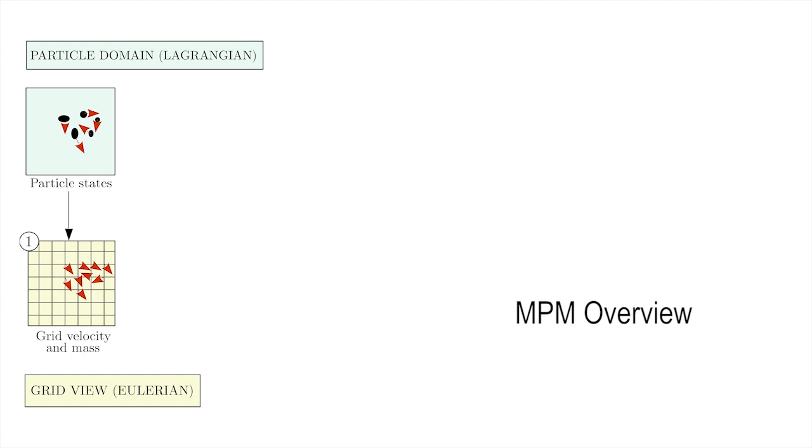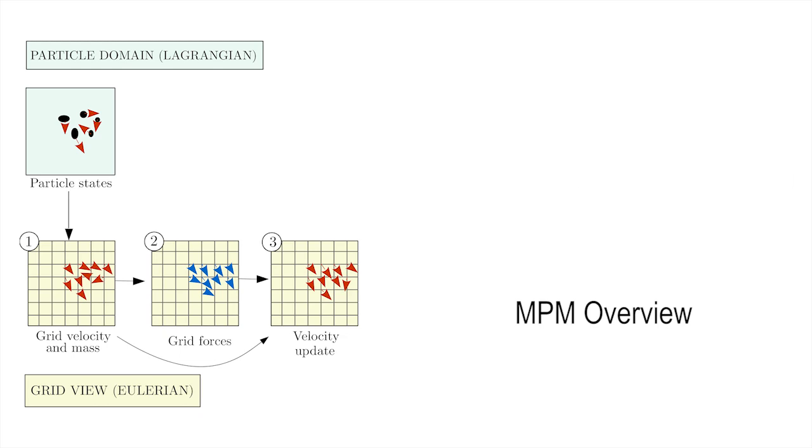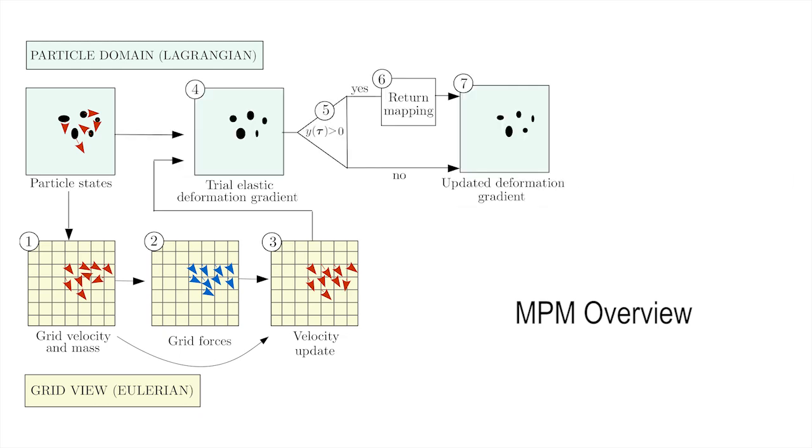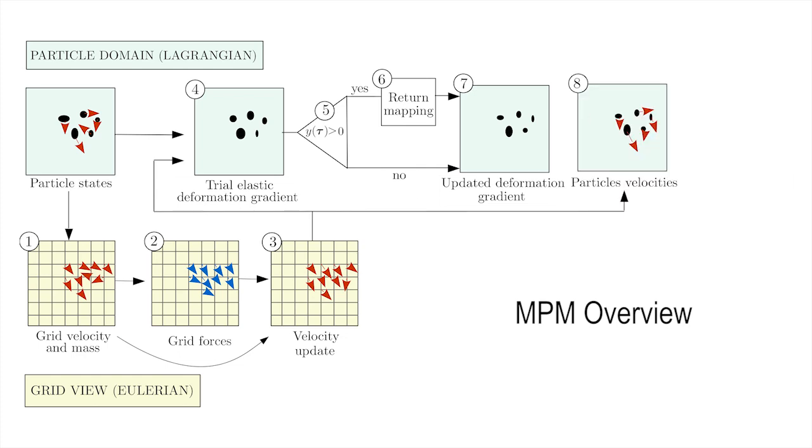In MPM, particles store position, velocity, and deformation gradient. First, mass and velocity are transferred to the grid, which allows us to compute grid forces and then explicitly update grid velocities. Then, a trial elastic deformation gradient is computed. If the stress state violates the yield condition, the deformation gradient is updated using the return mapping algorithm. Finally, we update particle velocities and positions.